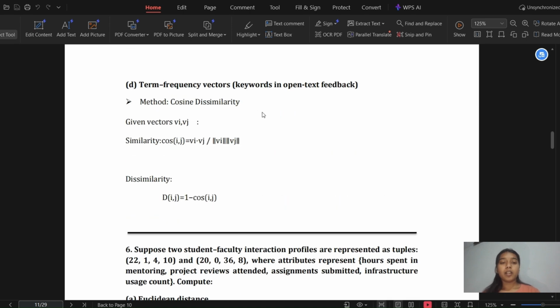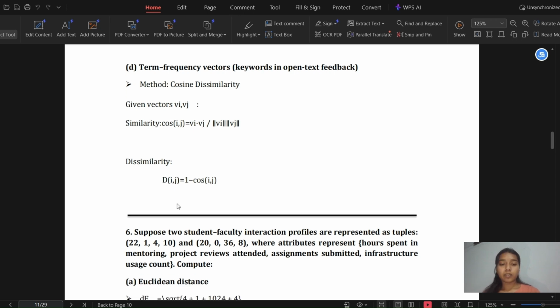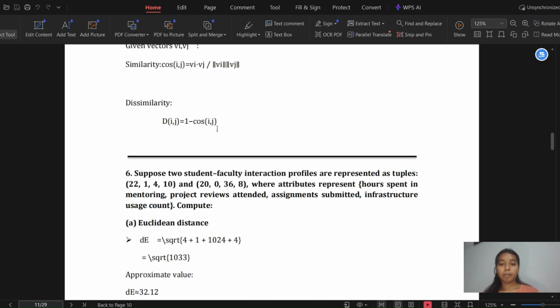Fourth part is term frequency vectors, that is keywords in open text feedback. The method is cosine dissimilarity. Given vectors Vi and Vj, for similarity, cos ij equals Vi dot Vj divided by the product of their magnitudes. Dissimilarity is dij equals 1 minus cos ij.